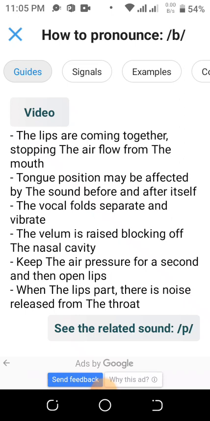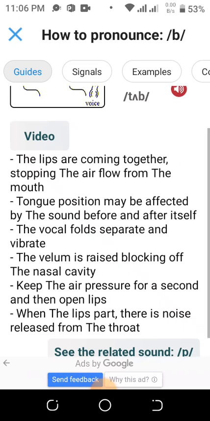The vocal folds separate and vibrate. The velum is raised, blocking off the nasal cavity. Keep the air pressure for a second and then open the lips. When the lips part, there is a noise released from the throat, that is the B sound. It seems very close to the P sound, the letter P.